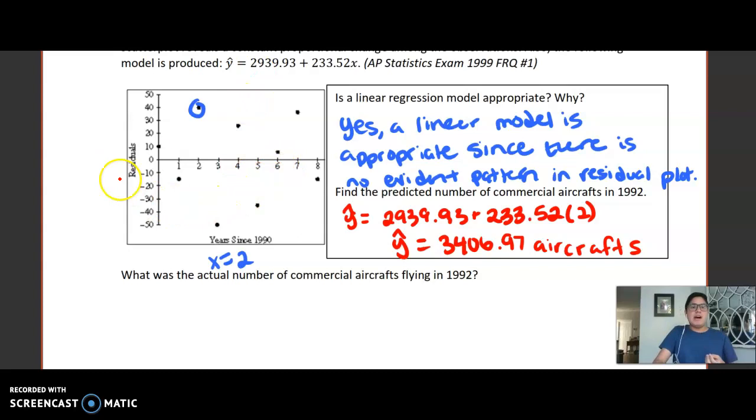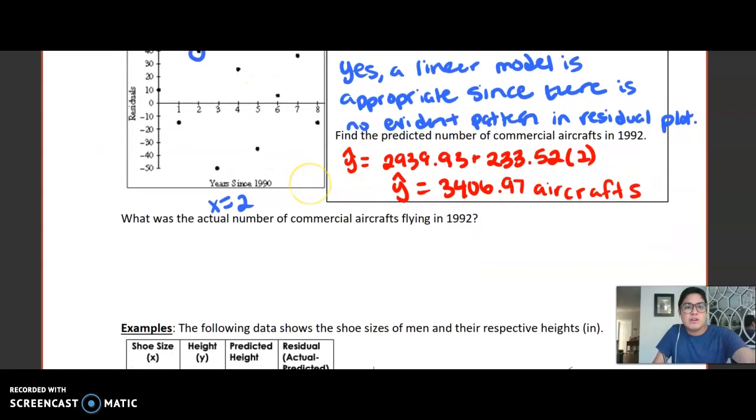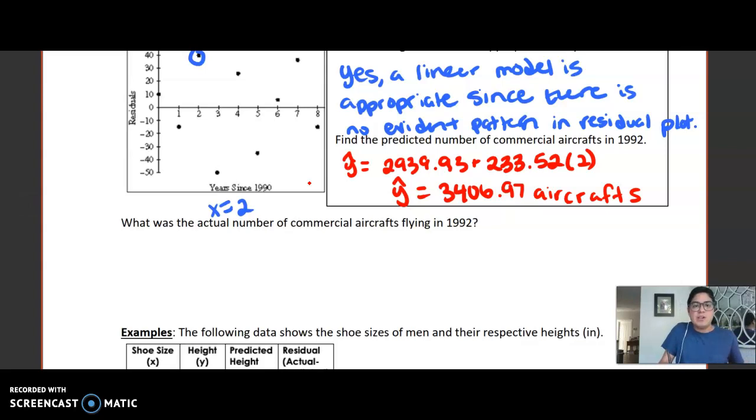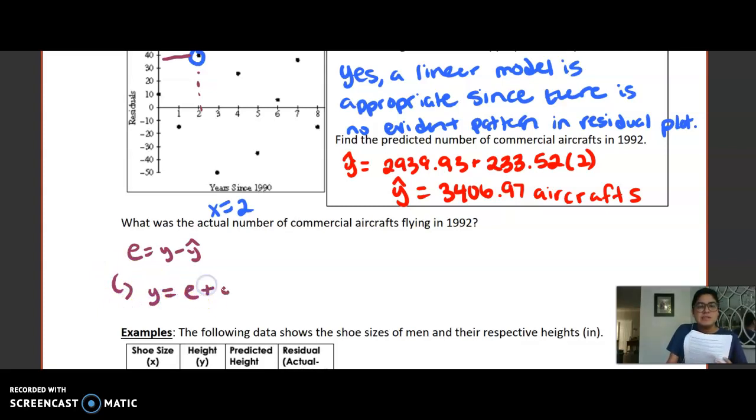Now, I've got my residual plot, and remember that our formula for the residuals is given by the following. This is a very popular concept tested on the AP exam, either in the FRQ or in the multiple choice, but it's finding the actual amount. So here I know e equals y minus y hat. Well, for my residual plot, when x is 2, my residual is about 40. And we just used our model to predict the number of aircrafts in 1992, which is about this many. So I can solve this equation here, and that tells me that the actual number of aircrafts in that year is probably going to be that residual plus the predicted value.